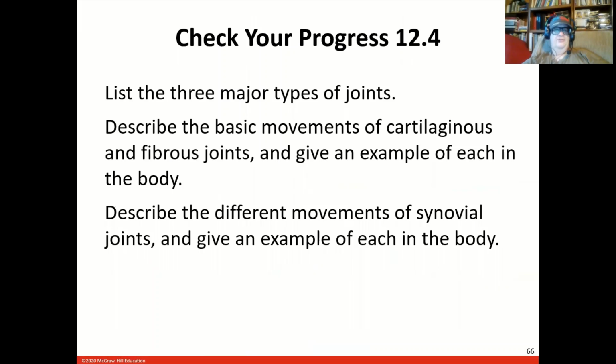Okay, so this is a check your progress, talk about the types of joints. I'm going to give you a second to review this. If you need to go back and listen to the thing again, you can pause it. If that made no sense, you can stop it, rewind it, watch it again. All right, let's move on.